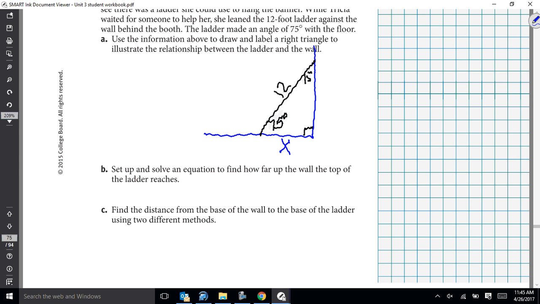Okay, who has a protractor? The ladder's labeled. That's how she knows that. I don't know. Trisha does.